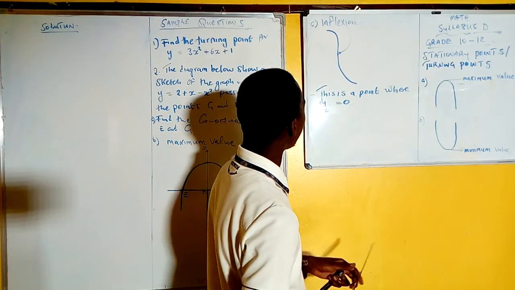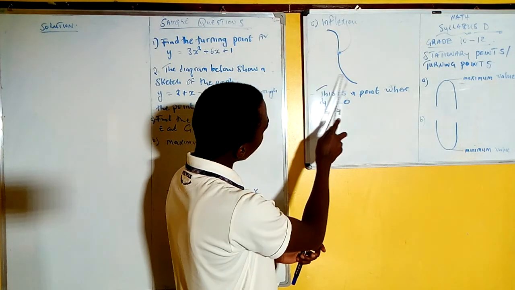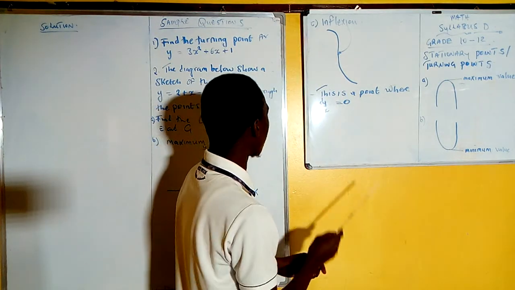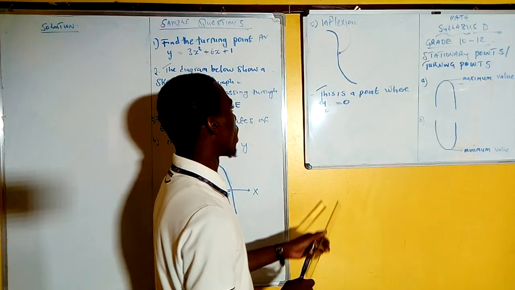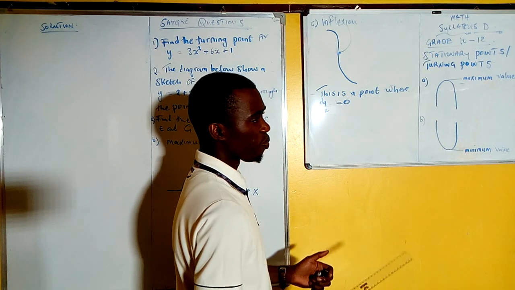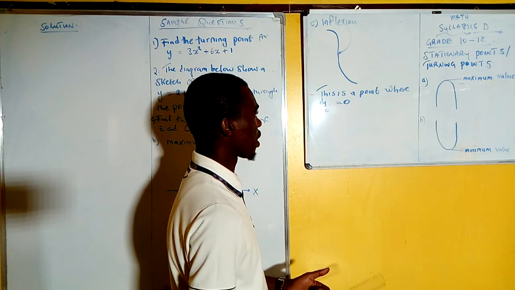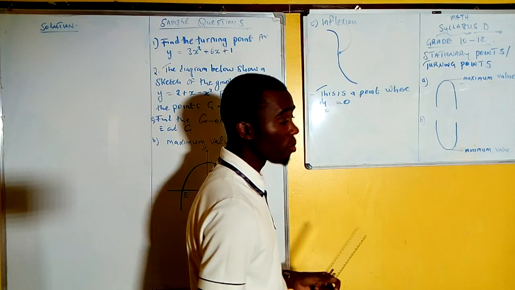Then the third type is an inflection. For an inflection, this is how it looks. It can face in any direction, but it has a certain point where it is inflecting. So these are the three types of stationary points. Now, why are we learning about stationary points? We are going to see how questions in your exam can come.